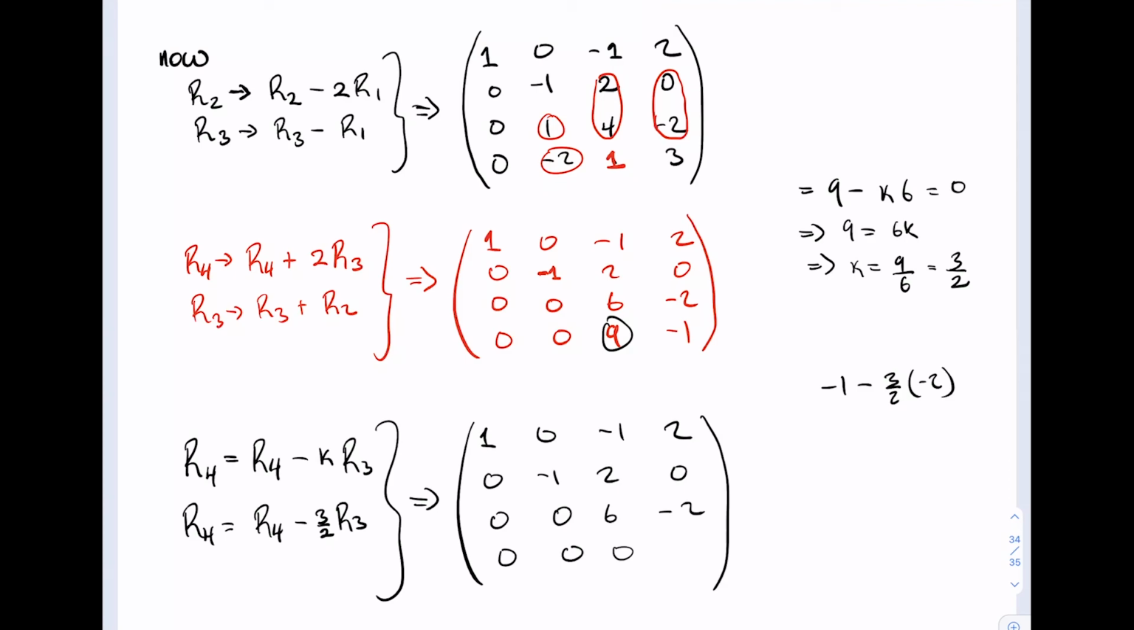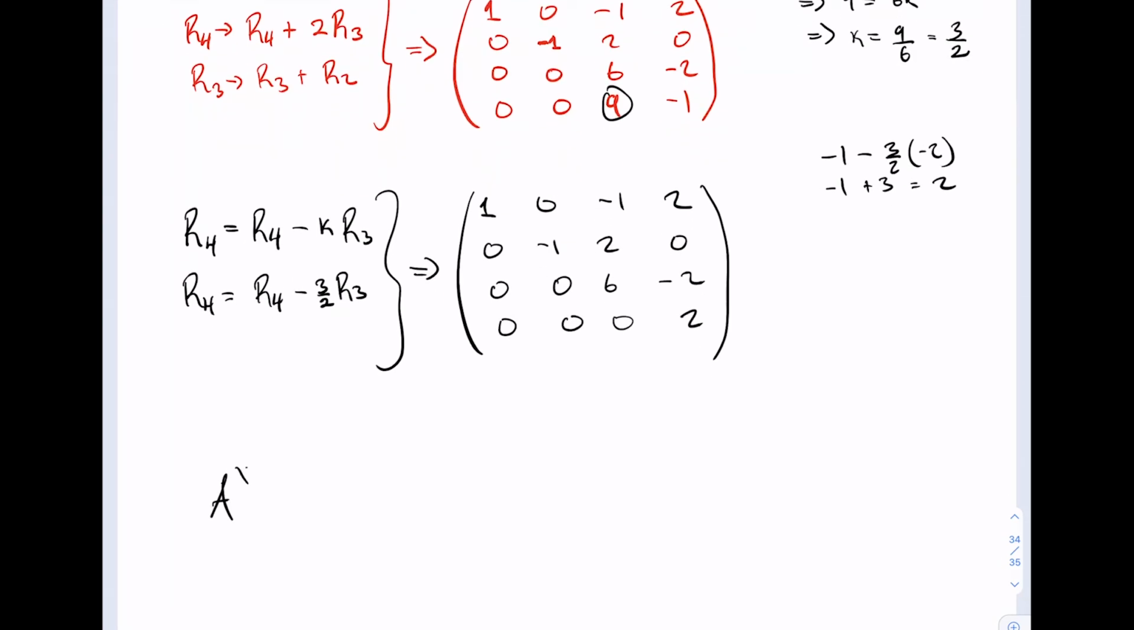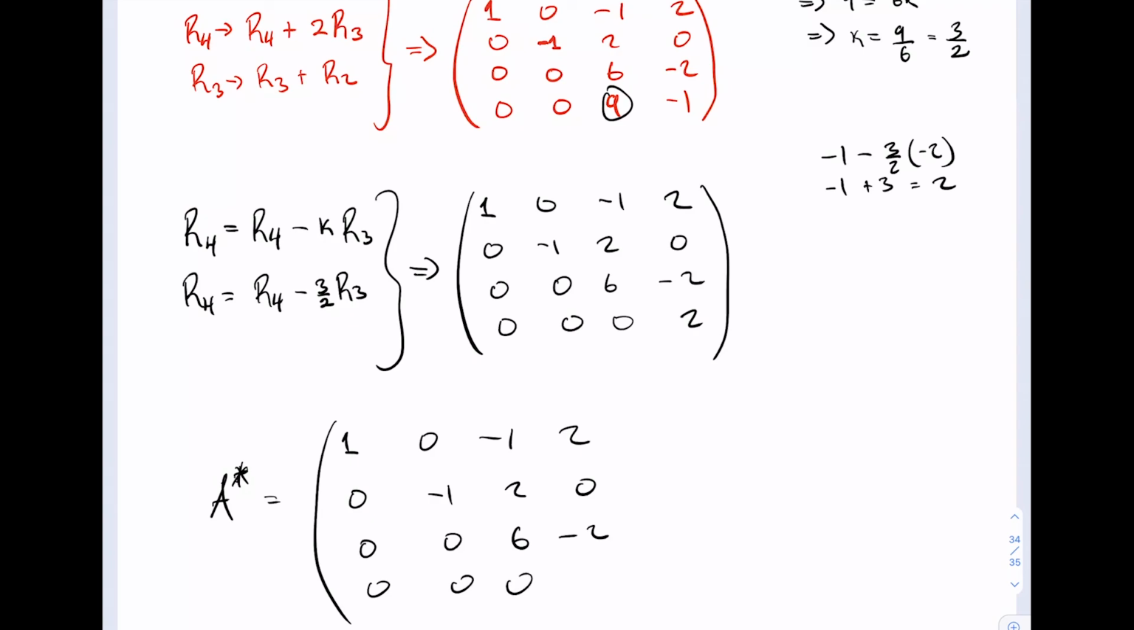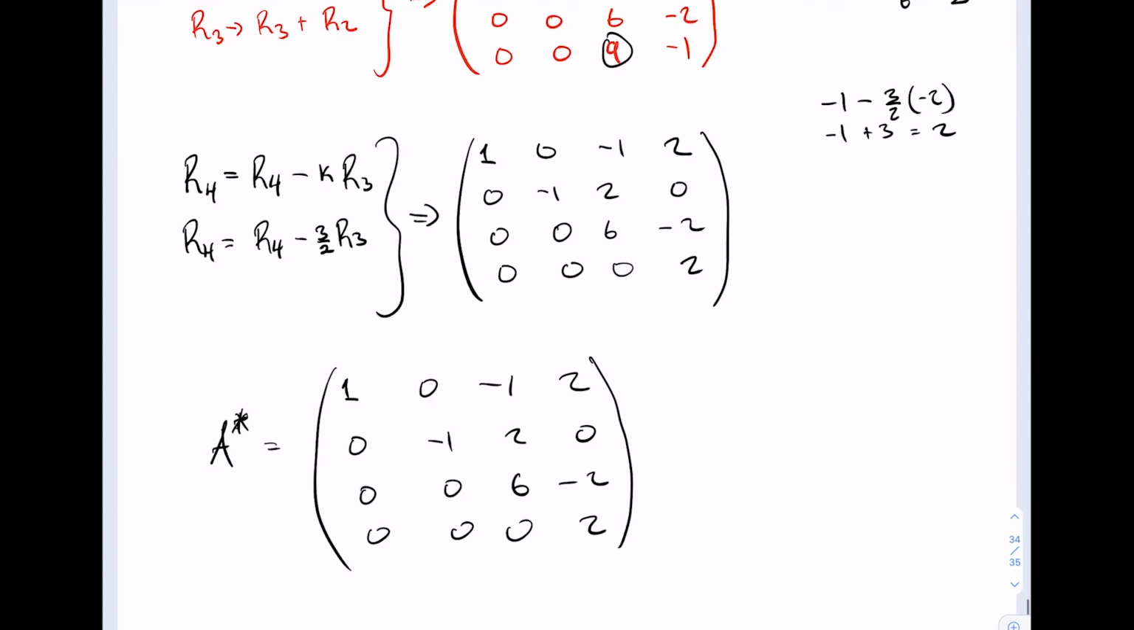I hope you guys are following. So this is minus 1 plus 3, which is equal to 2. So therefore I have my final term there, which is 2. So now I can say that A star is equal to 1, 0, minus 1, 2, 0, minus 1, 2, 0, 0, 0, 6, minus 2, 0, 0, 0, 2. Right? And it's now triangular.